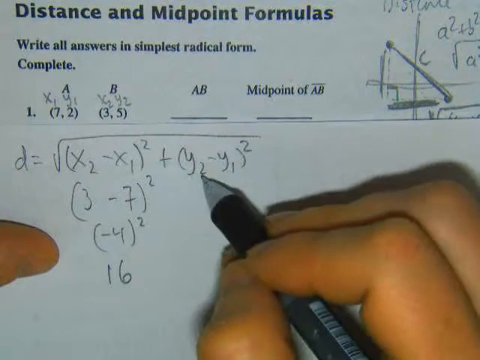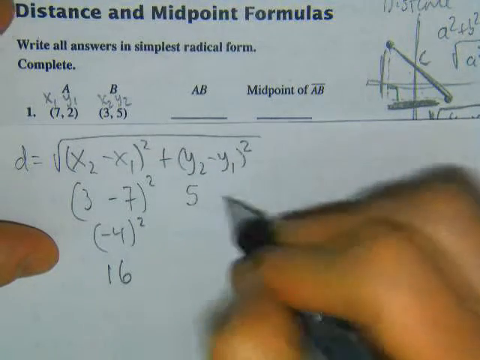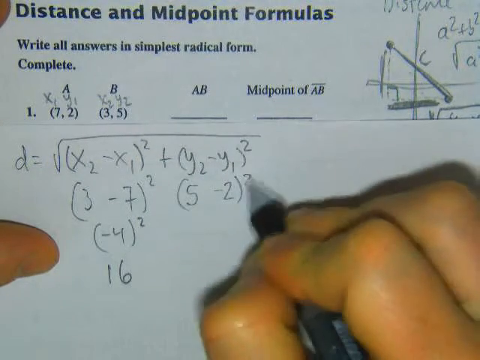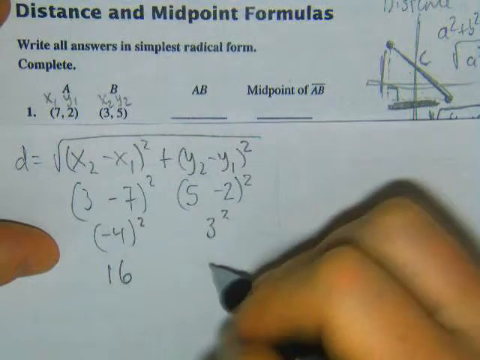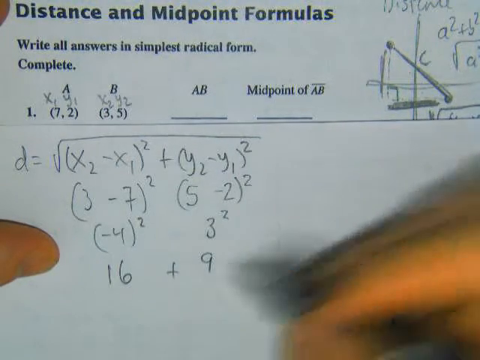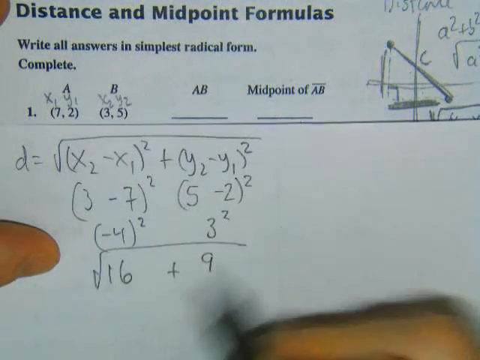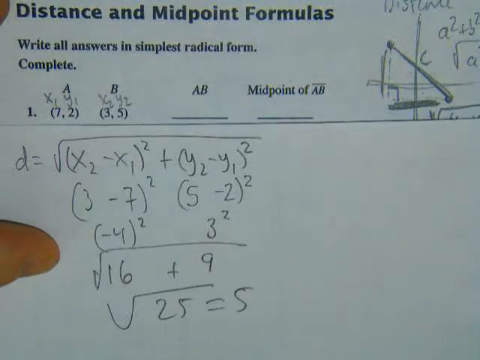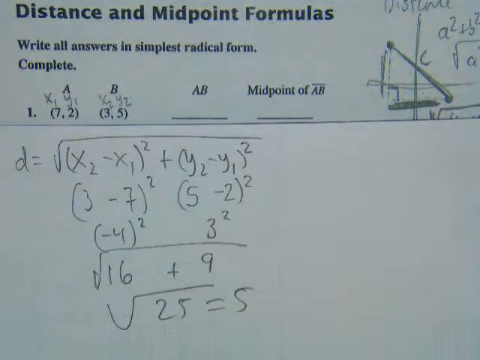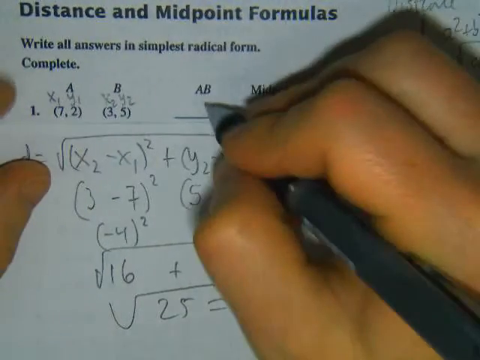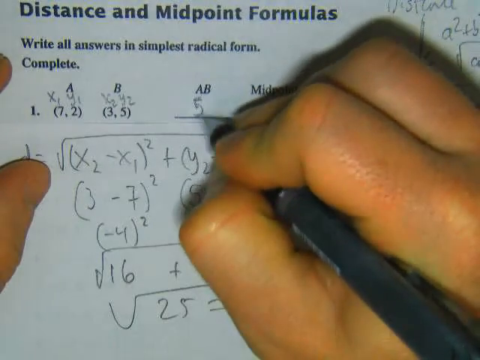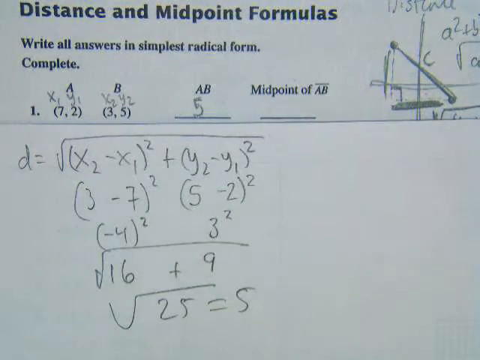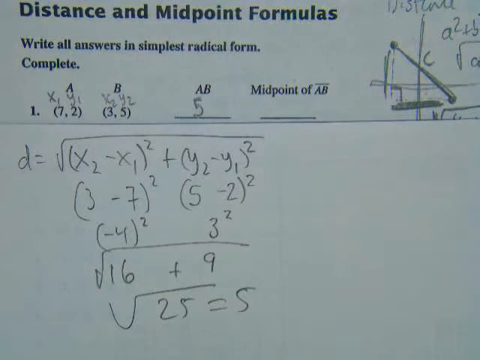I'm going to plug in y2, which is 5, y1, which is 2, 3 squared, which is 9. I'm going to add those together. Square root of 25 is 5. So AB, the distance is 5. If you don't know that, you can use a calculator, but you should know your perfect squares up to 15.